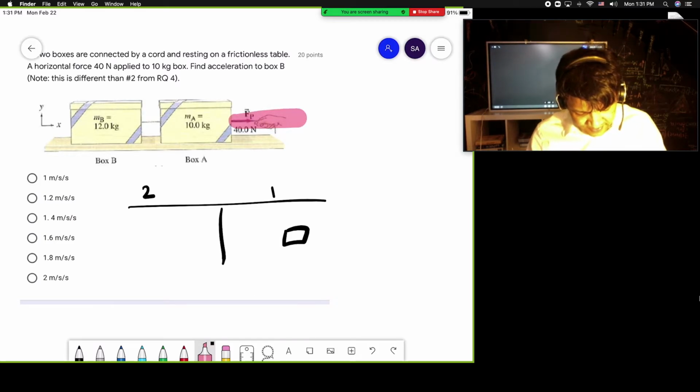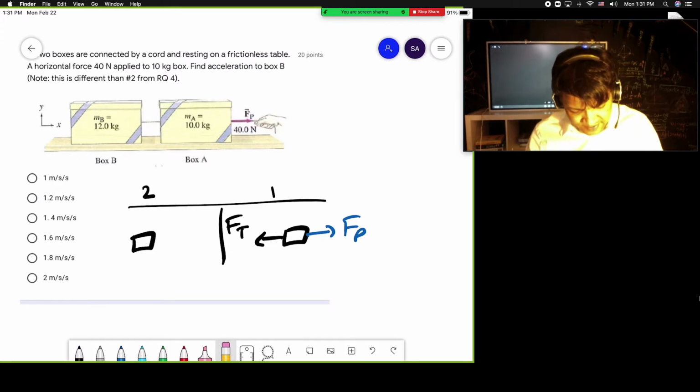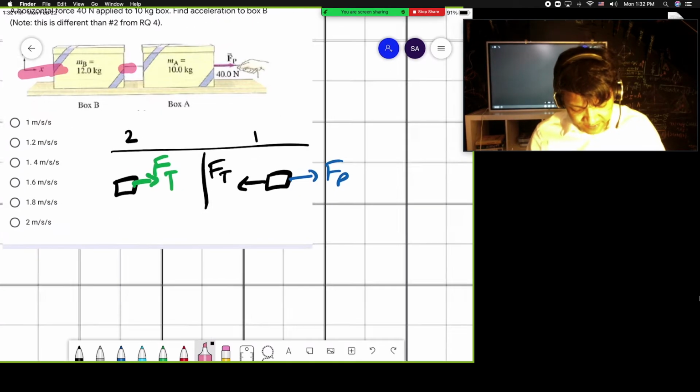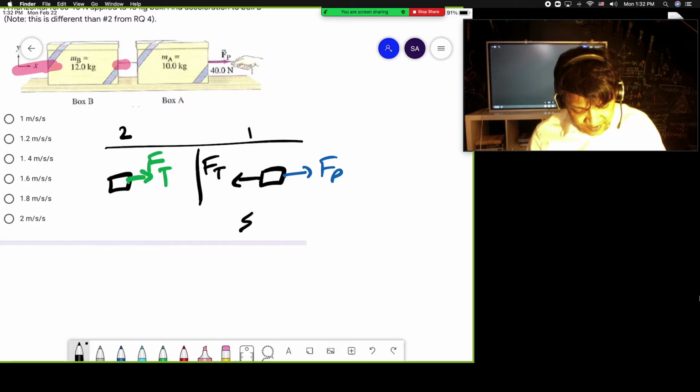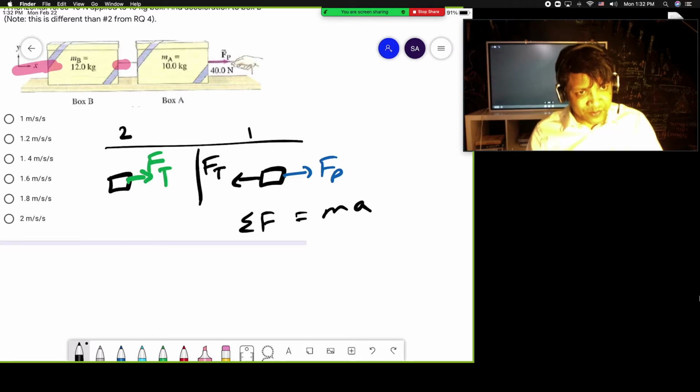I'm going to call it FP. I see another force, I'm going to call it FT. All right, this is box number 2. I see FT over here, so I'm going to call it FT. I don't see any force over there because it's frictionless, so I'm not going to write anything. Now I know that I have to use Newton's second law, ma. A is positive because I'm pulling to the right.